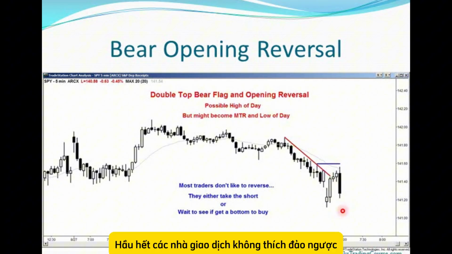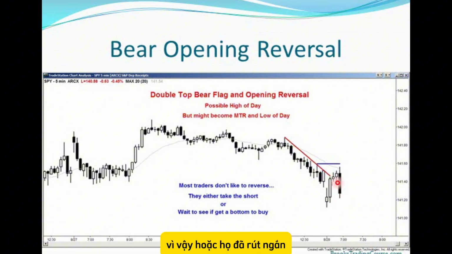Most traders don't like to reverse, so either they took the short as the market went outside down, looking for the downside breakout, and then they'll ignore the long, or they'll not take the short and wait to see if we get a buy setup.